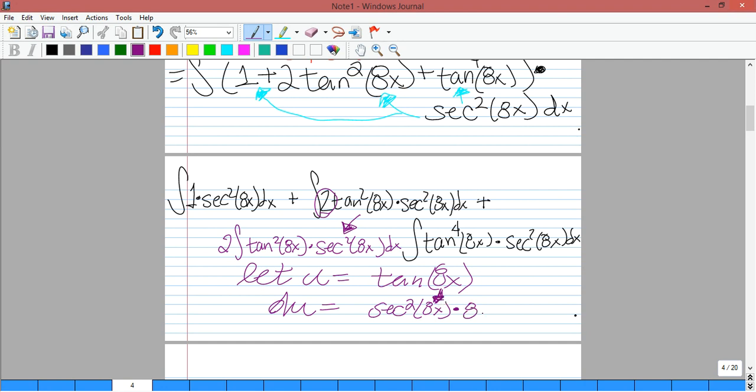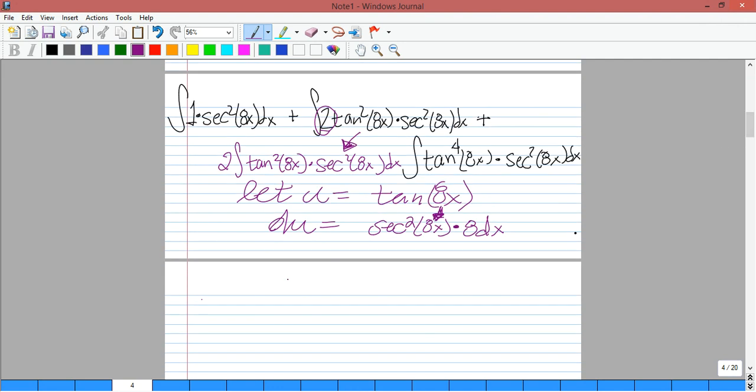Which is just an 8. And of course, here's our dx. So yet again, here we are trying to figure out how we want to replicate our du when it comes to rewriting in terms of u. This is the problem that we're looking at right here, and we have to figure out how we're going to rewrite it.